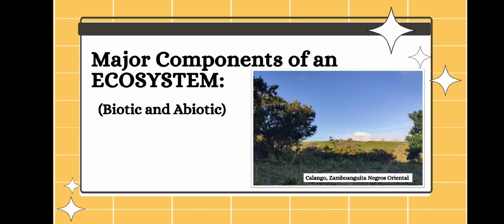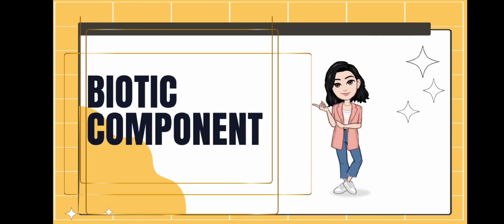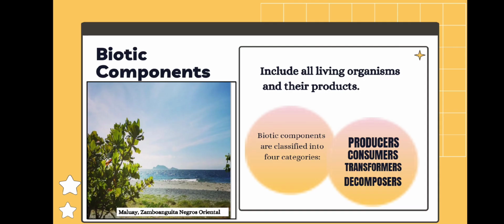And now let us talk about the major components of an ecosystem, which are the biotic and abiotic components. And now let us discuss what biotic components are. Biotic components include all living organisms and their products. This group includes animals, plants, bacteria, fungi, and their waste products like fallen leaves or branches or excreta. Based on their activity, biotic components are classified into 4 categories: producers, consumers, transformers, and decomposers. So let us see these categories.